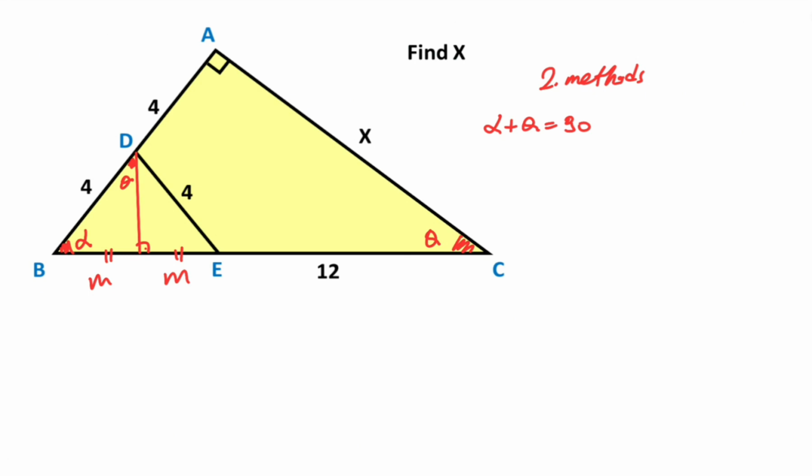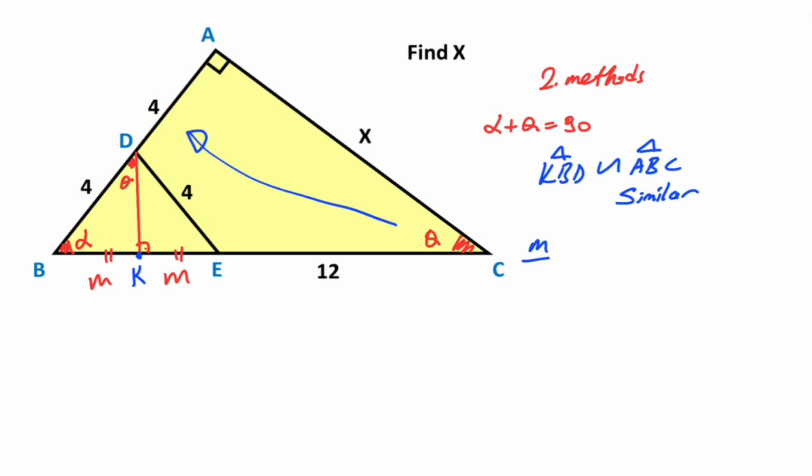Okay. After that, let's call here point K. Notice that this triangle have same angles. That means these two triangles are similar. So triangle KBD and triangle ABC are similar. So if you start our calculation from this triangle, m, which is opposite side of the theta, over 8, which is opposite side of the theta, equal 4, which is opposite side of the 90 degrees, over 2m plus 12, which is opposite side of the 90 degrees.